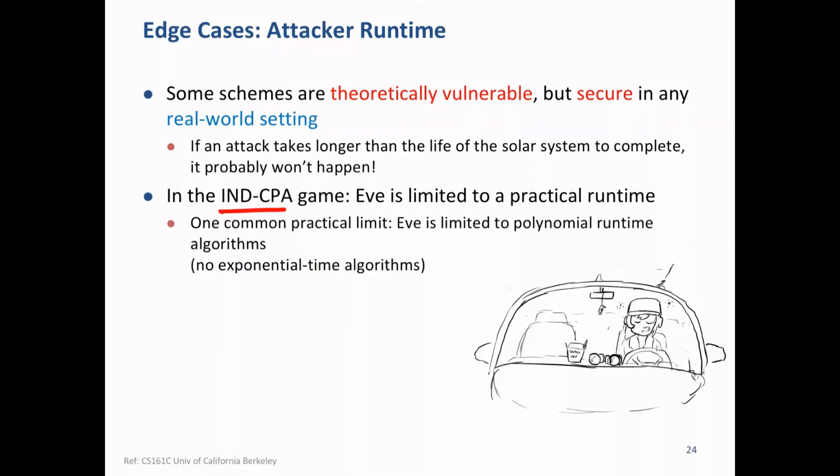So this IND-CPA game is limited to practical runtime. It means that Eve can send messages to Alice to encrypt only a certain number of times, 100 times, 200 times, or something like that, but not always, right? It means that Eve is limited to only polynomial time algorithms, not exponential time algorithms.